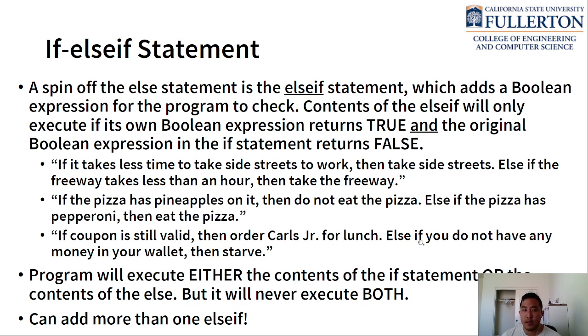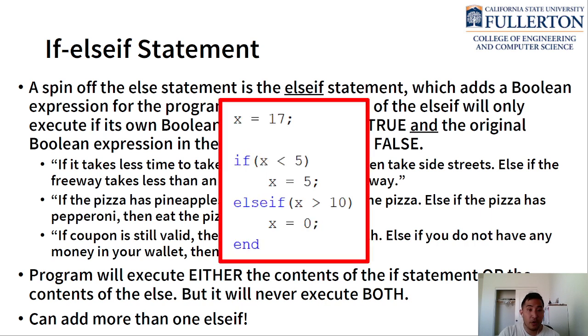I think the second one's probably the easiest to understand. If the pizza has pineapples on it, then don't eat the pizza. But if the pizza has pepperoni on it, then eat the pizza. The only case where you actually eat the pizza here is if the pizza does not have pineapples on it and it has pepperoni. And remember, the same rules apply here. The program will only execute one, either the if statement or the else if statement, but it's never going to execute more than one inside. And you can add more than one else if as well.